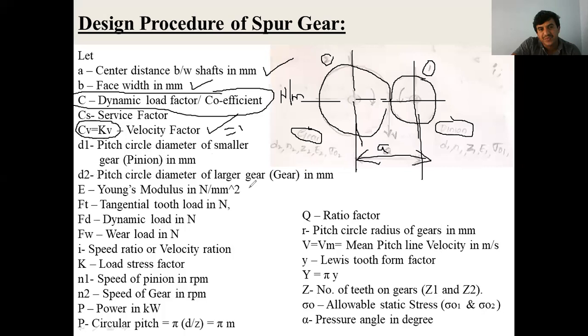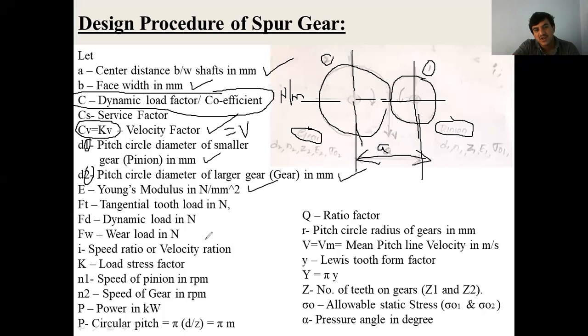E stands for Young's modulus in Newton per mm square. Again, E1 and E2: E1 stands for Young's modulus for pinion, E2 stands for Young's modulus for gear. F stands for load. Again, suffix T stands for tangential tooth load, D stands for dynamic load, and W stands for wear load.